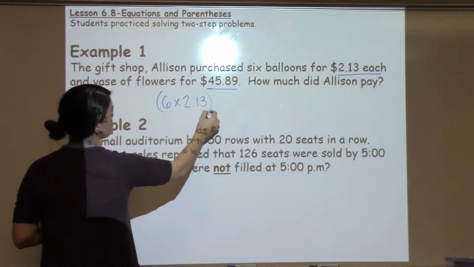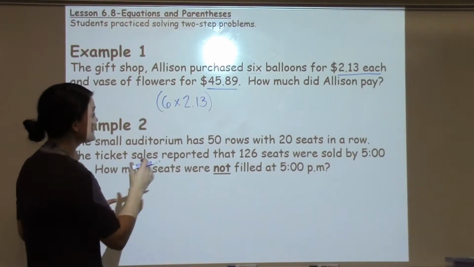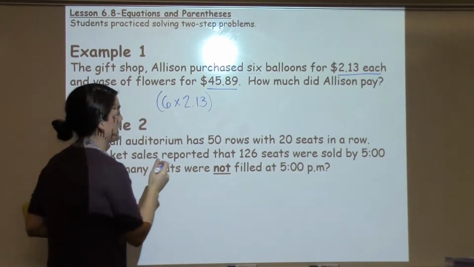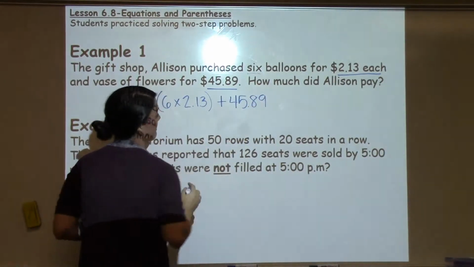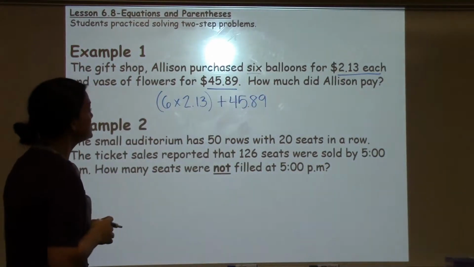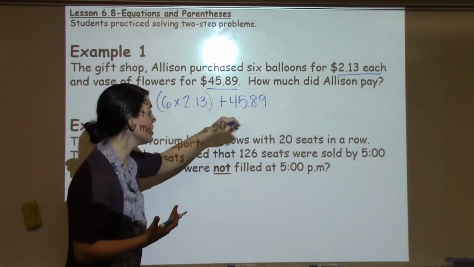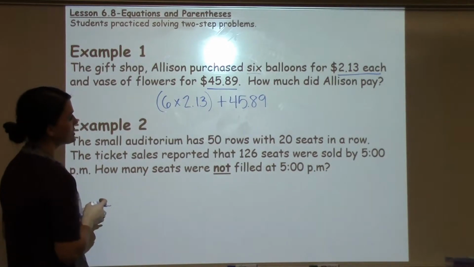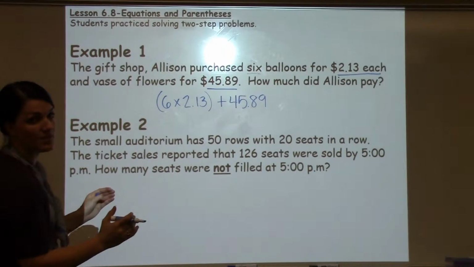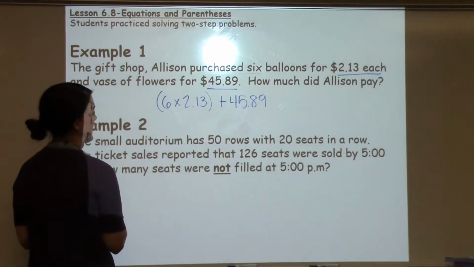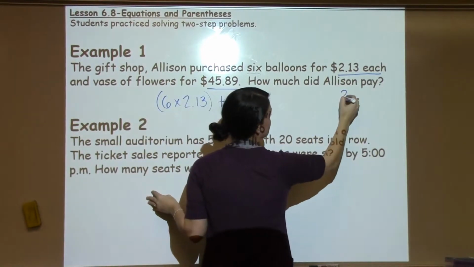Well, I know that I'm going to need to do this part first because I don't have just one number for that problem. I need to figure out what that is as just one number before I can add it with the other purchase she made of the flowers and the vase. So I know that I'm going to be adding this in because it's going to include part of her total, but I need to figure this out first. So that's where the parentheses come in place. I need to solve that chunk of the problem first before I can add in the $45.89. So I'm going to go ahead and take $2.13 times 6 off to the side.